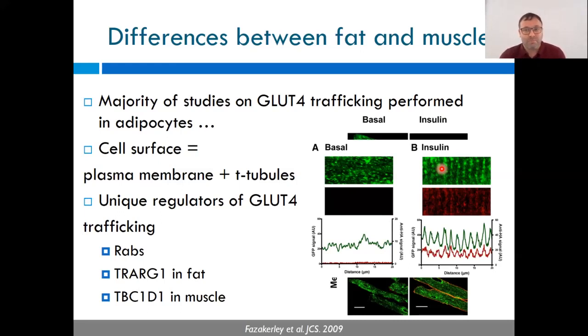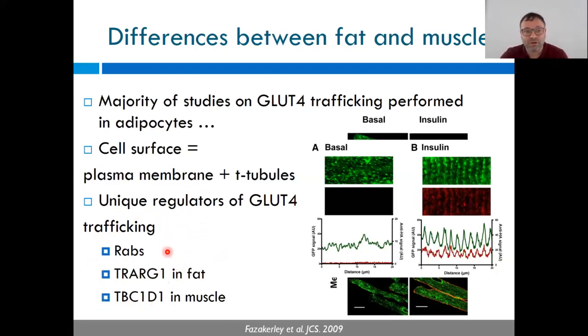Now, many of the early studies that I've brushed over here to generate this model, the assumption was made that much of the machinery would be the same between adipose tissue or adipocytes and muscle cells. And I think this largely holds, but then there are some specifics. So for example, the RABs that are localized to GSVs appear to be different between adipocytes and muscle cells.